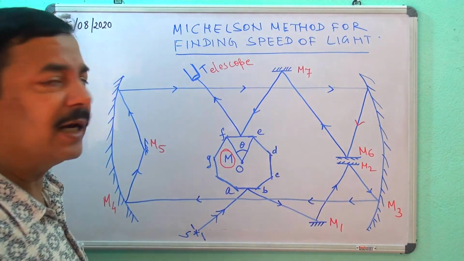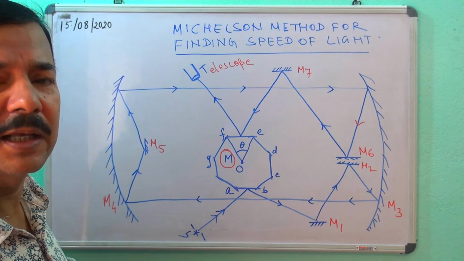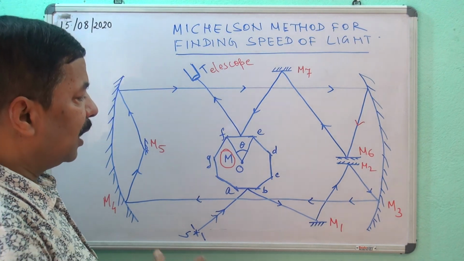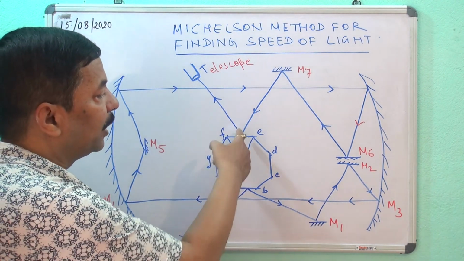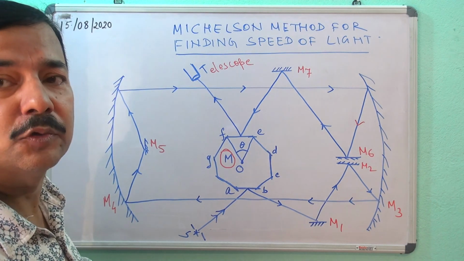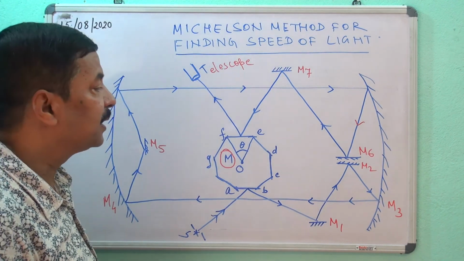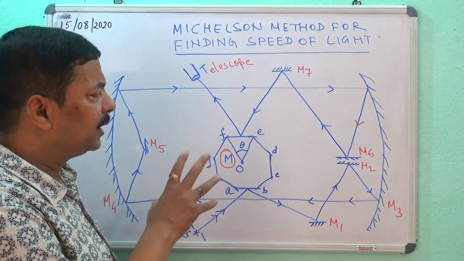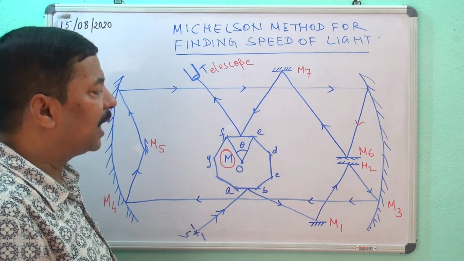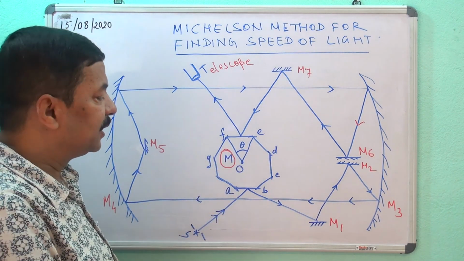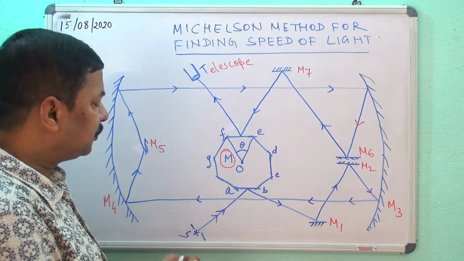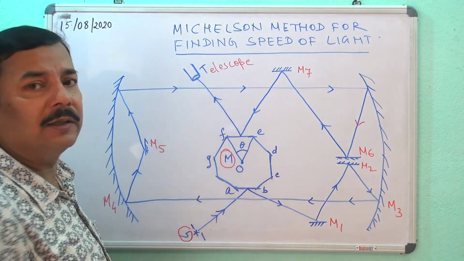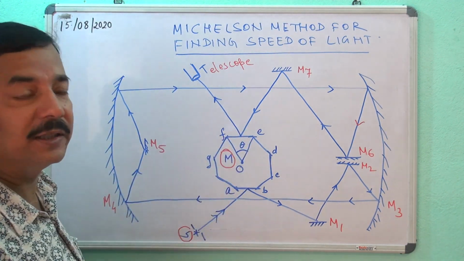This is the basic arrangement of your Michelson method. In this arrangement, the special point is that this long arrangement is made because the distance traveled by light from here to here should have a measurable value. In the initial experimental arrangement, everything is adjusted in such a way that a sharp image of the source is observed in the telescope. The adjustment of the mirror is done in this way.